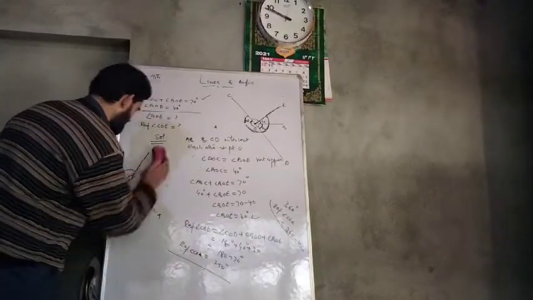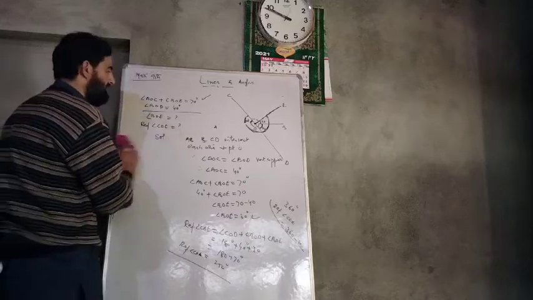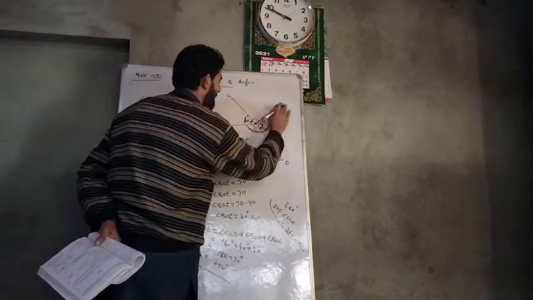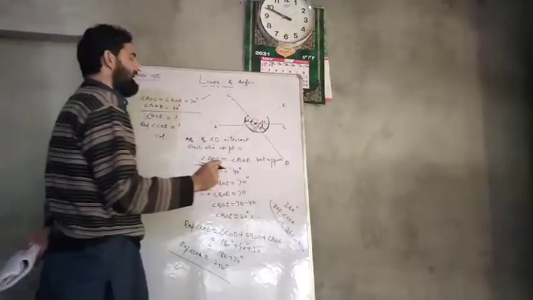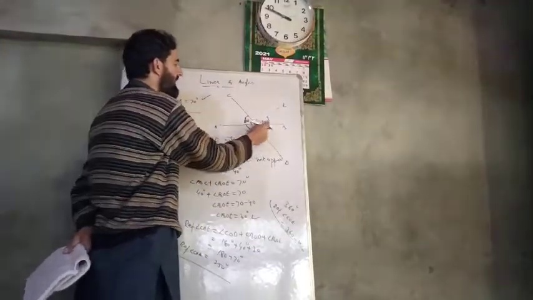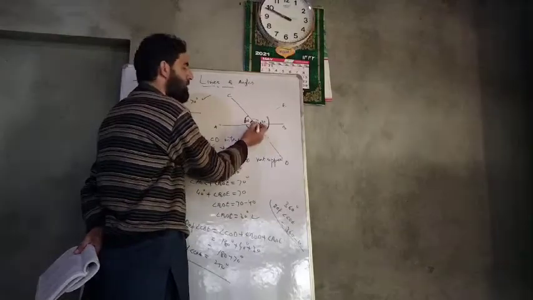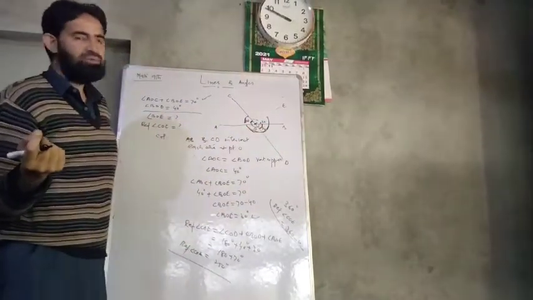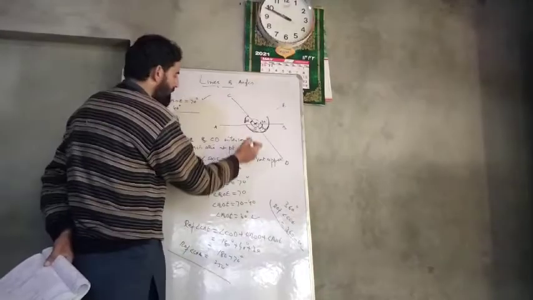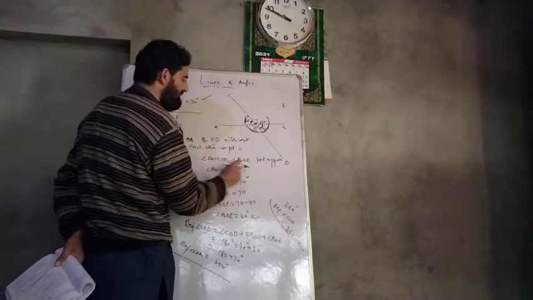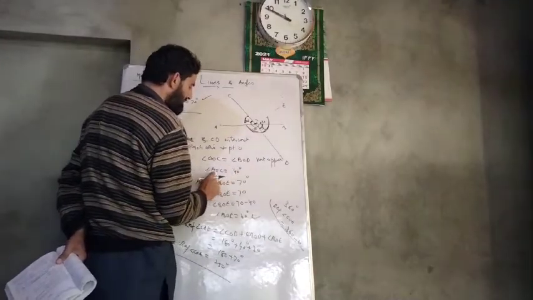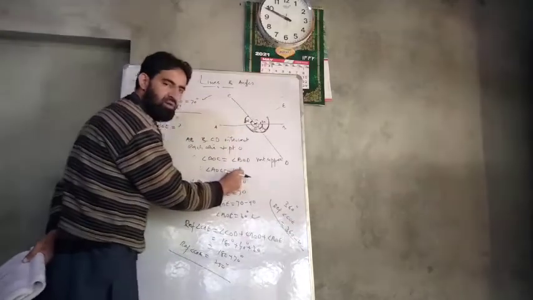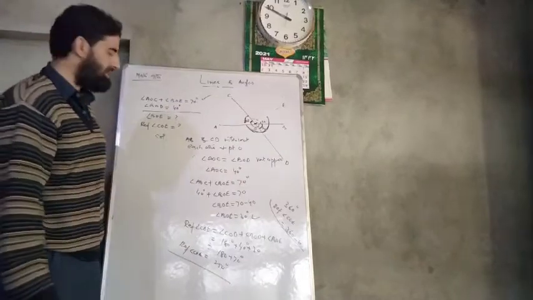So let me repeat it. There are two line segments AB and CD, and they intersect each other at point O, and when two line segments intersect each other, then vertically opposite angles are equal. Then angle AOC is equal to angle BOD, but it was given that BOD is 40, obviously angle AOC is also equivalent to 40 because vertically opposite angles are equal.